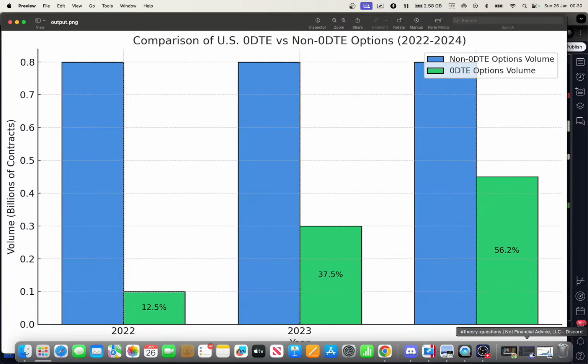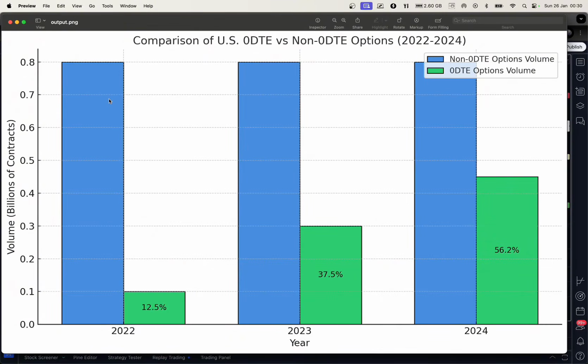The second thing that I want to show you is this. I believe the zero DT options started to trade in 2022, right? So if you see the trend, have a look that in 2022, the zero DT options, which are options that open at 9:30 when the market opens and expire when the market closes at 4 o'clock, represent 12.5% of the total options contracts, right? These options are unlike 1 week, 1 month, 3 months, 6 months options.